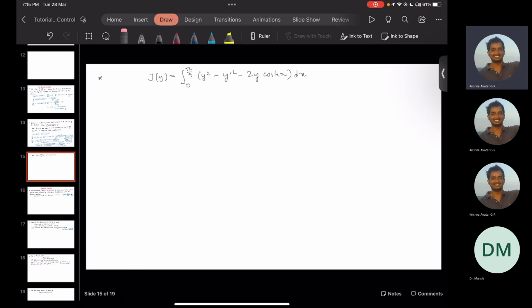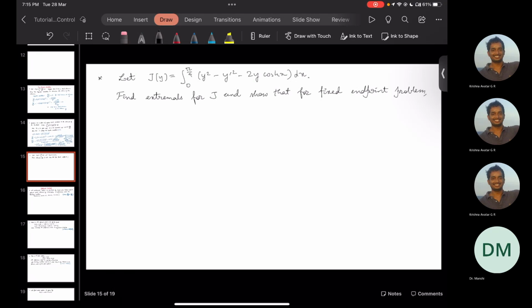Okay, so what we have here is that given this functional, we need to find extremals for J and show that for the fixed endpoint problem, these extremals produce weak local maxima.